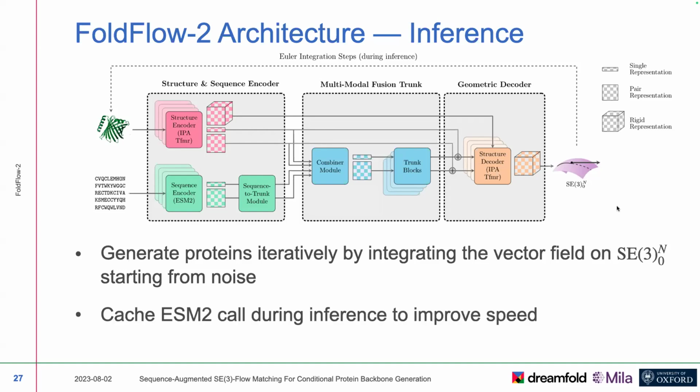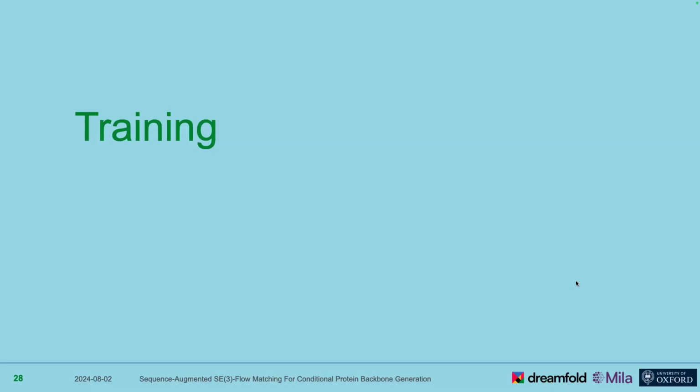One thing to note is that this feedback loop only exists between the vector field and the structure. So you can actually cache this ESM2 call, which can be expensive. And so you only have to compute it once at the start of inference. And so that's quite powerful. That's how the inference works.